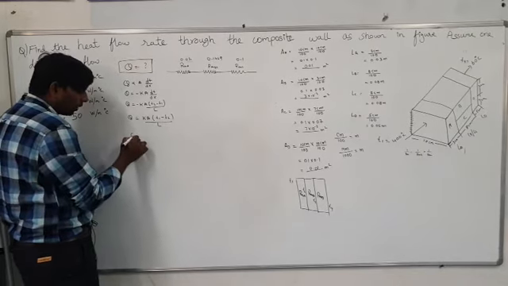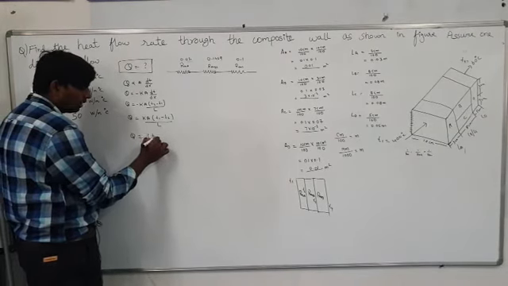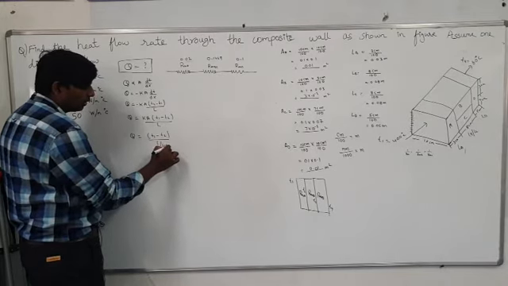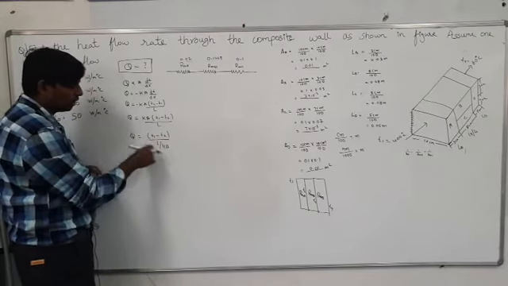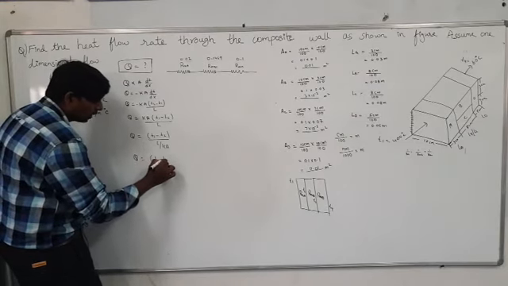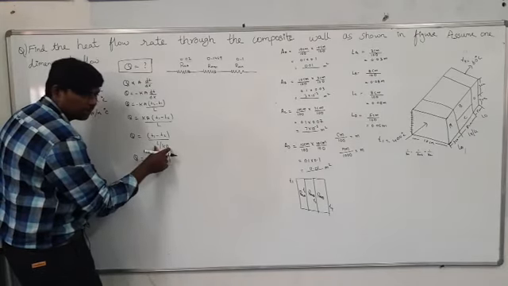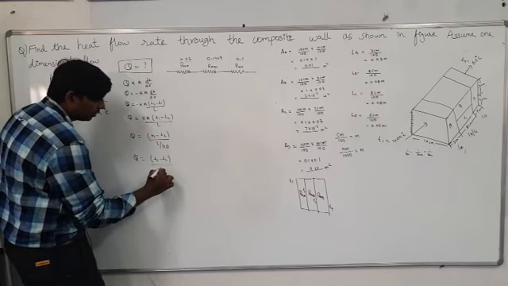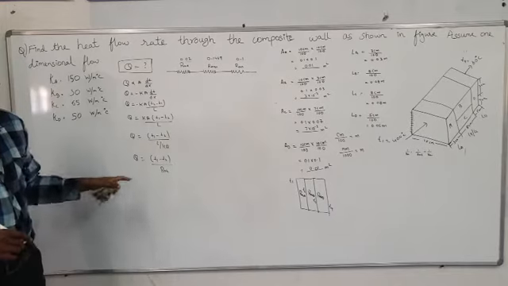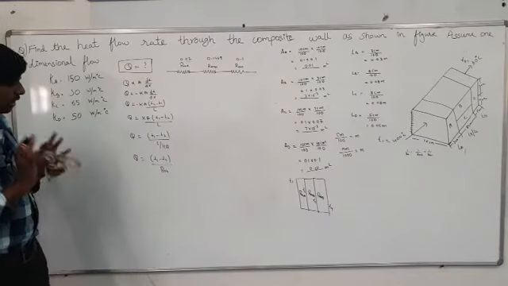After that you have to find out the Q only. Q is equal to T1 minus T2 by L by KA. This KA you have to send to the denominator, L by KA. Then Q is equal to T1 minus T2 by, this term can be written as the thermal resistance, RTH. This is the derived formula.